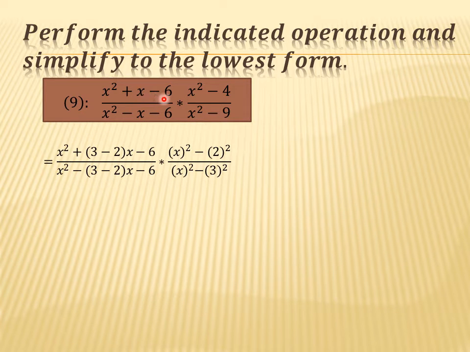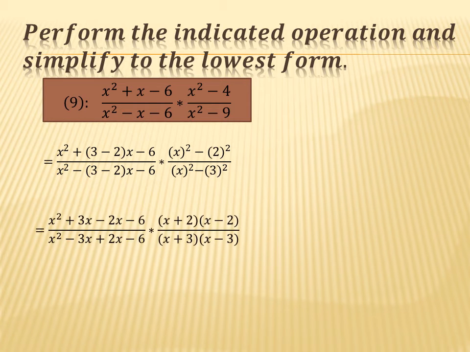We have to get 6 after multiplication and 1 after addition and subtraction. So 3 and minus 2: 3 into 2 is 6 and 3 minus 2 is 1. Same goes for the denominator, we will write 3 and minus 2. X square, the square of x, minus the square of 2, divided by the square of x minus the square of 3. Now we will open the brackets.